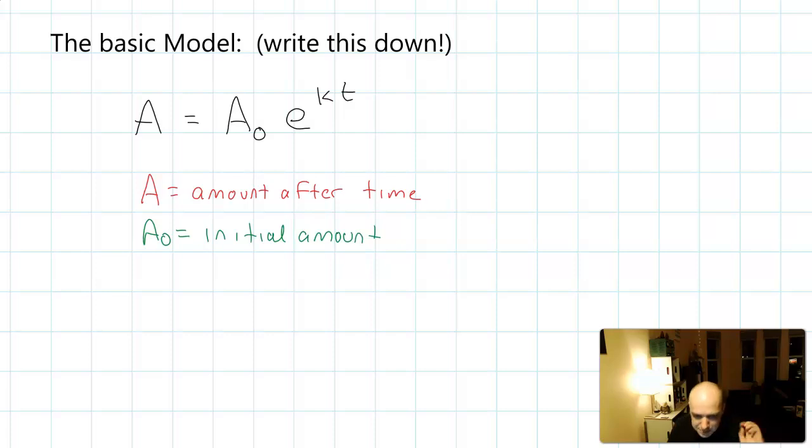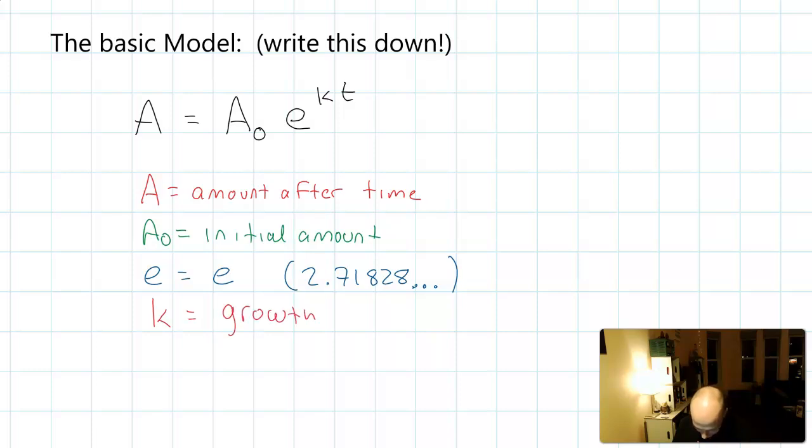That zero is just a subscript there to say it's the initial value. It's not actually a zero that does anything in the equation. e is e, the decimal number 2.71828, etc. You should use the e button on your calculator. k is what we call the growth constant, and I'll have more to say about k in a second.